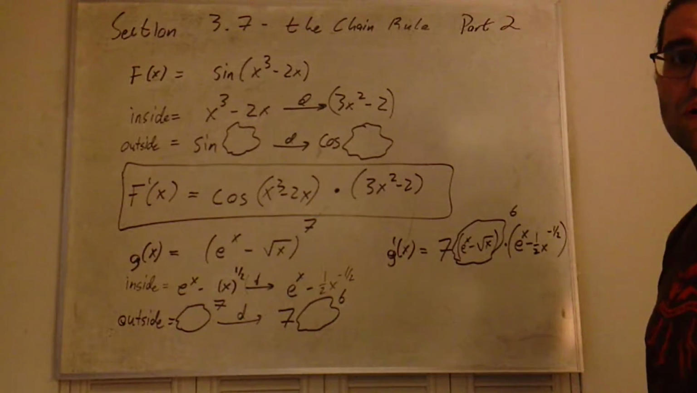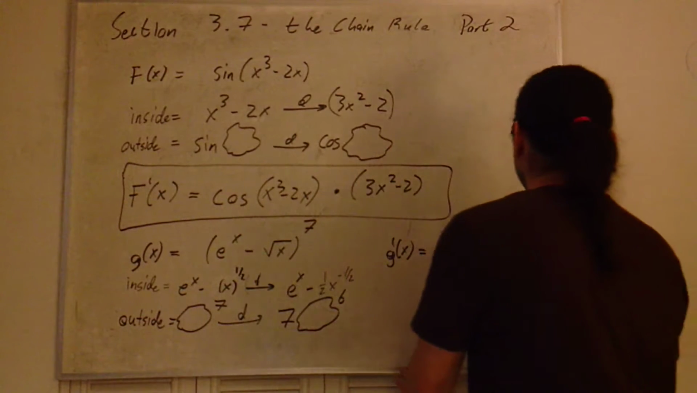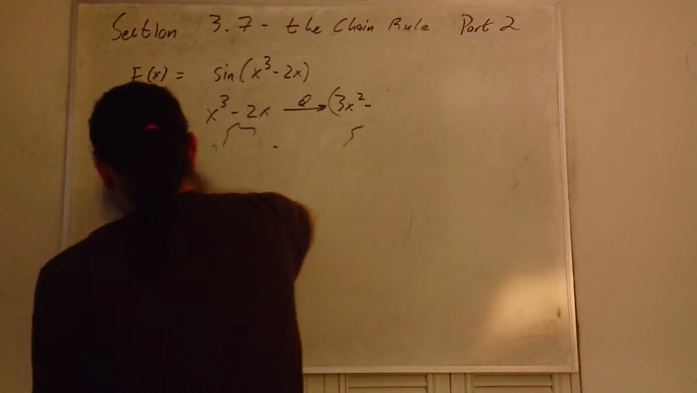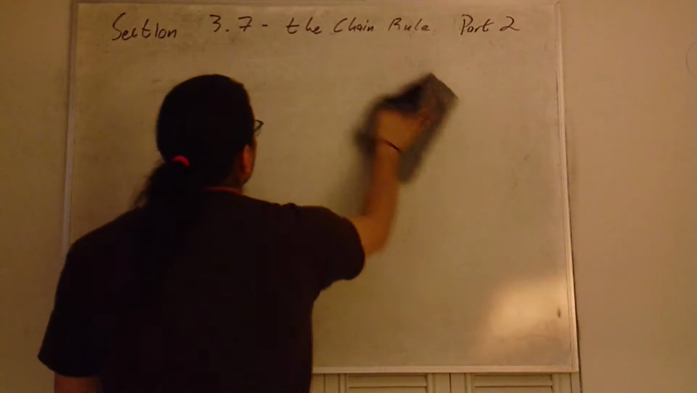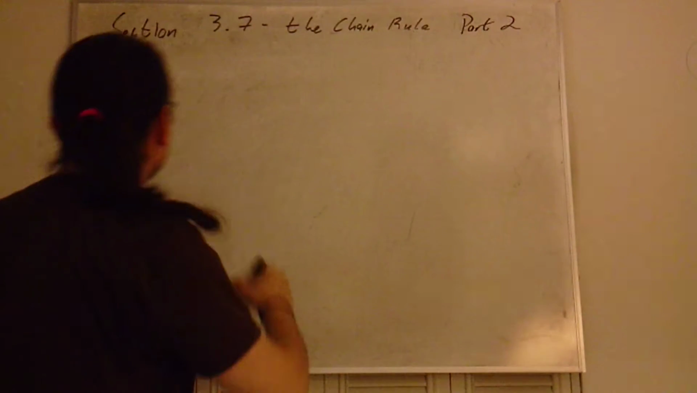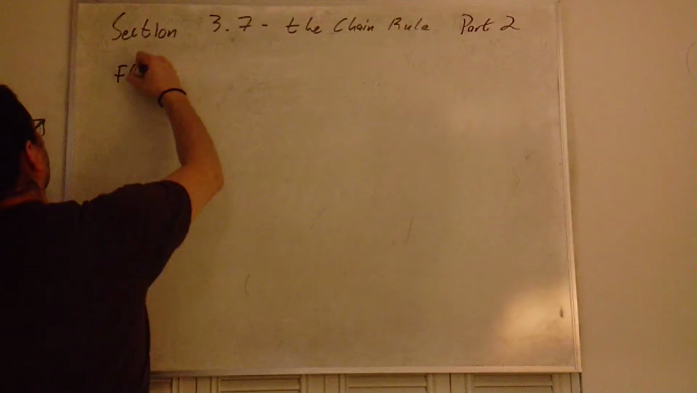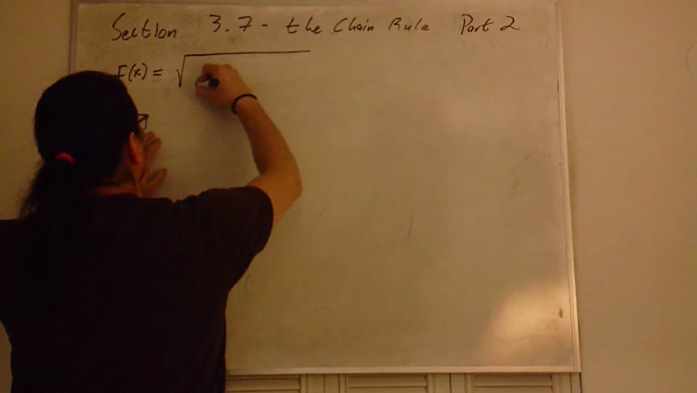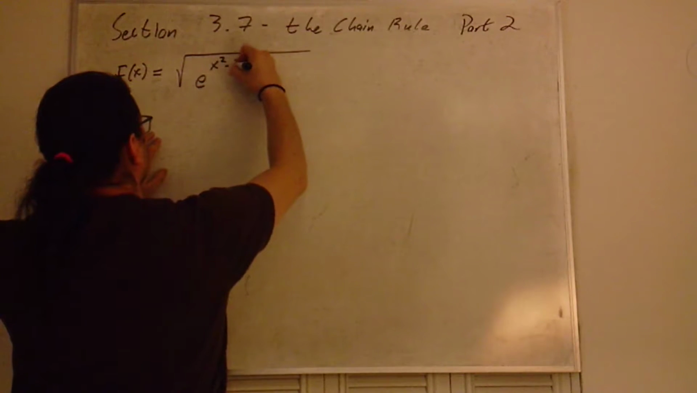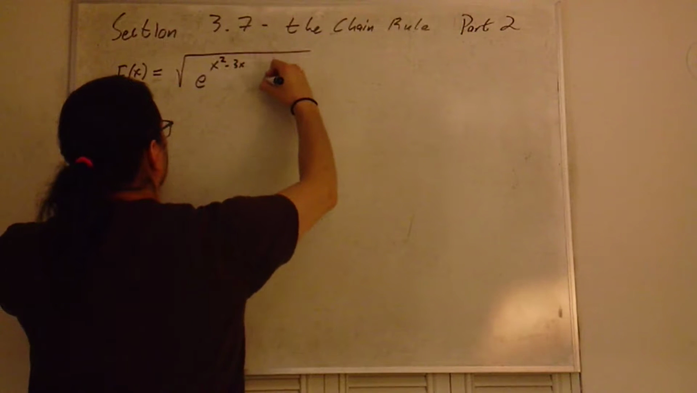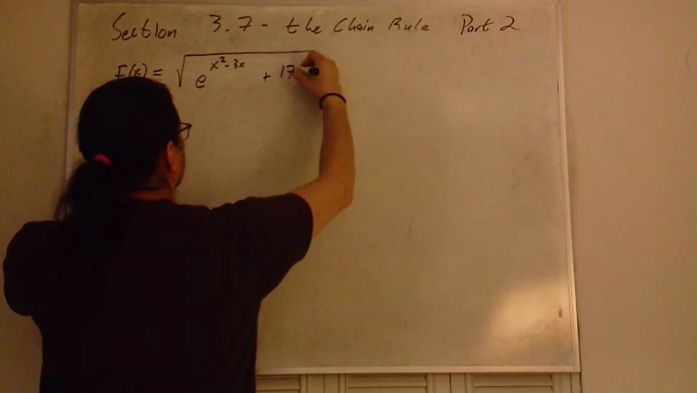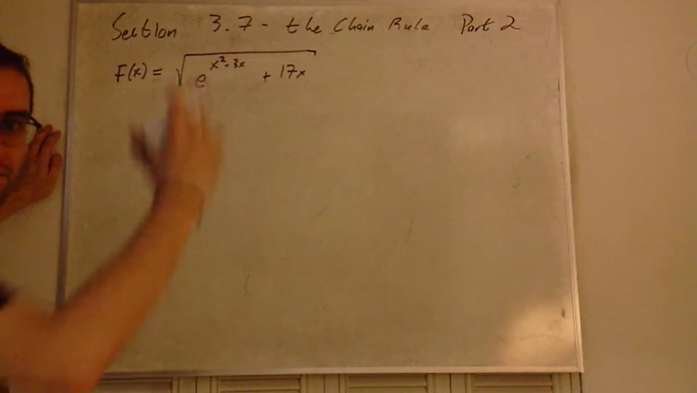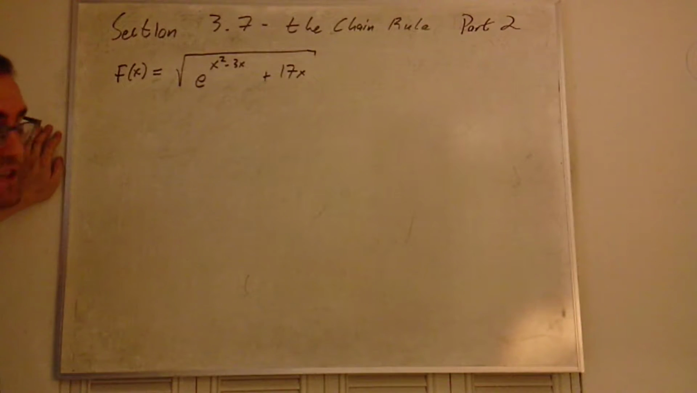I'm going to do a more difficult one. Let's look at f of x equals the square root of e to the x squared minus 3x plus 17x. I'm just making this up. I don't think this function represents anything.